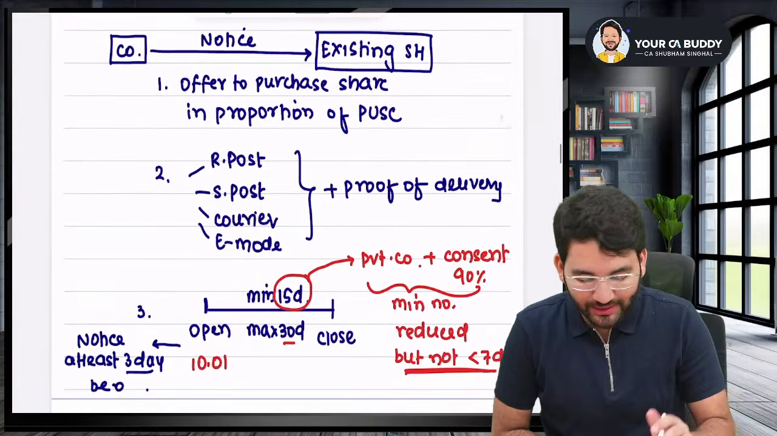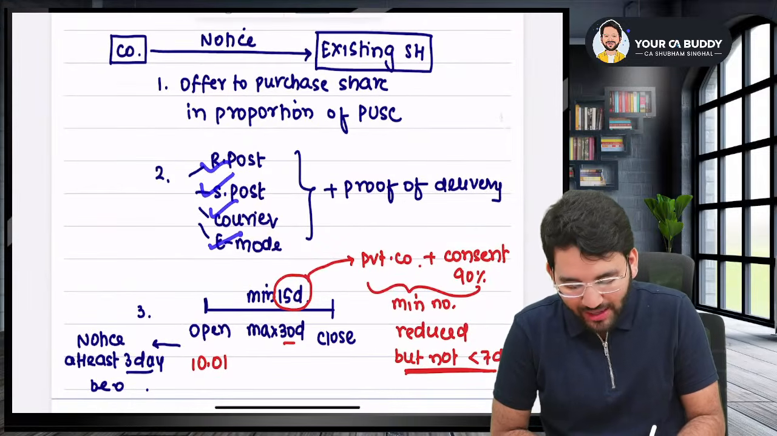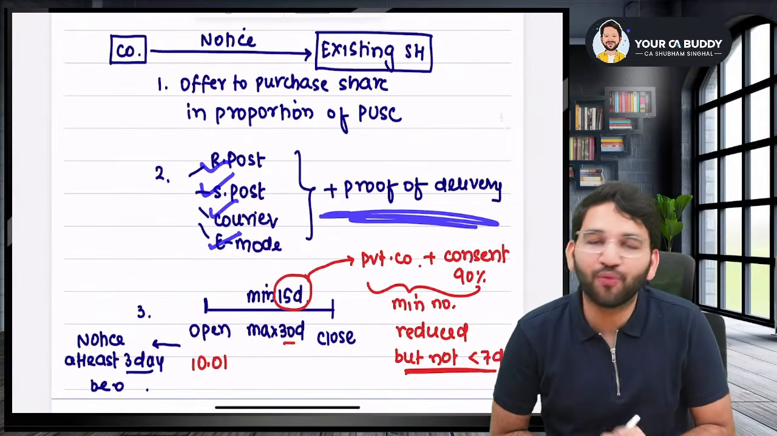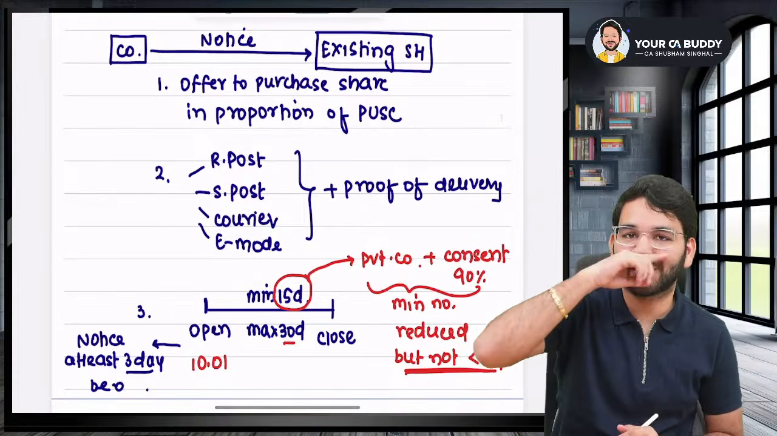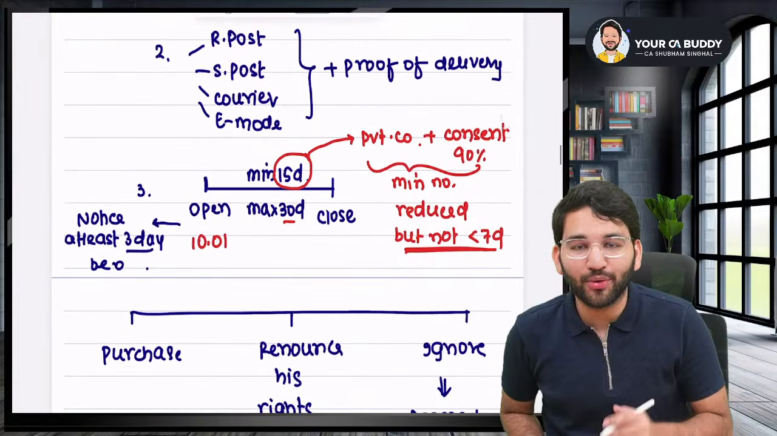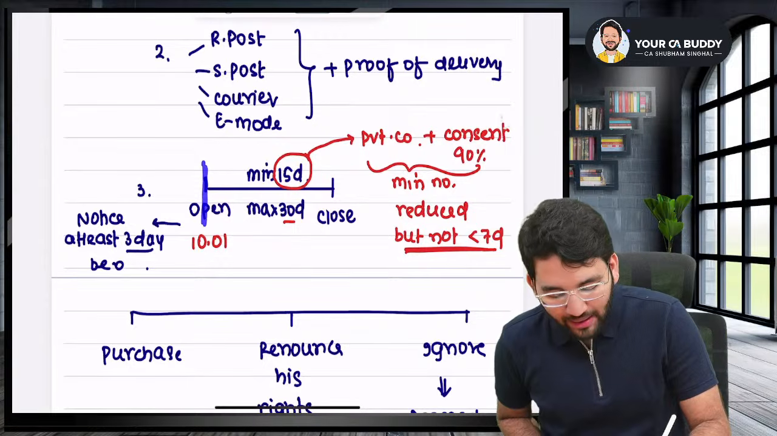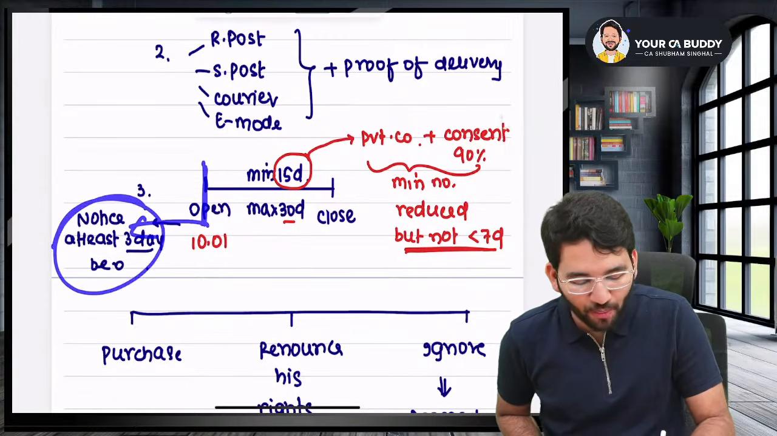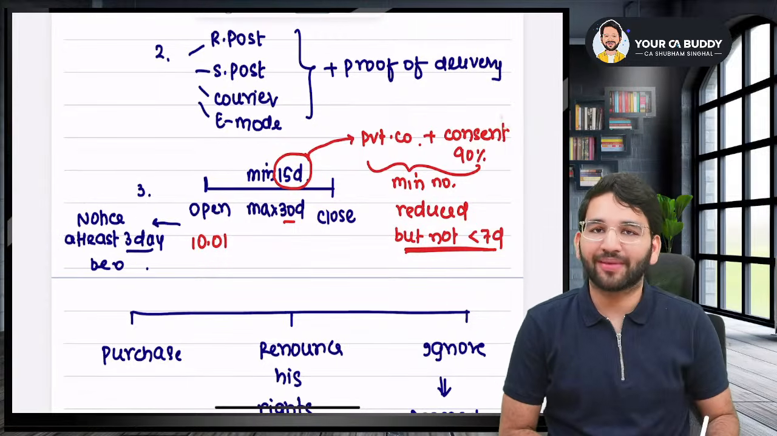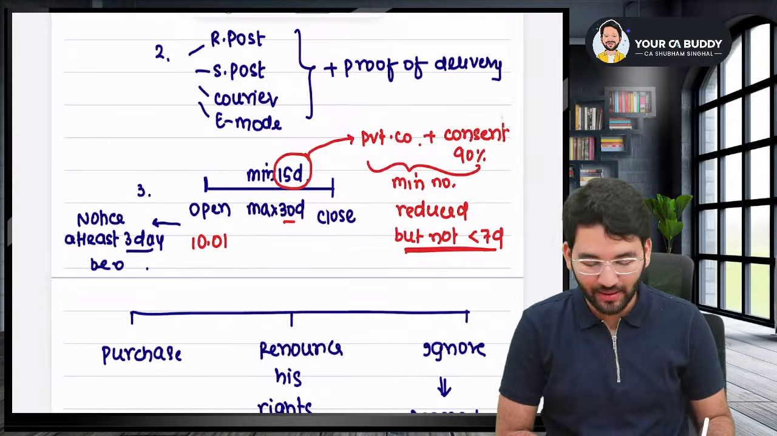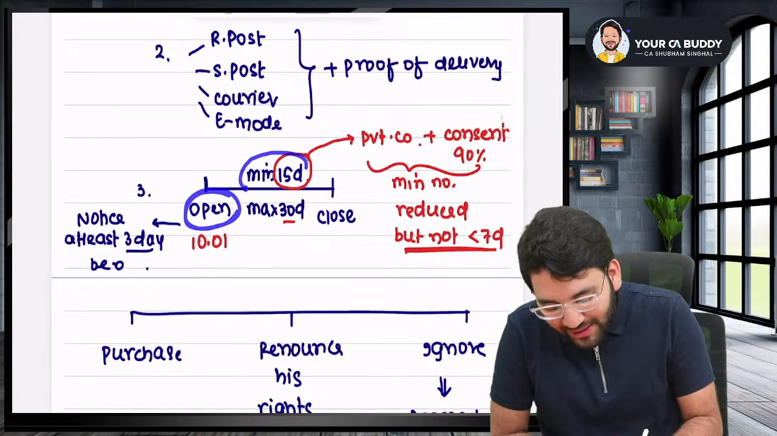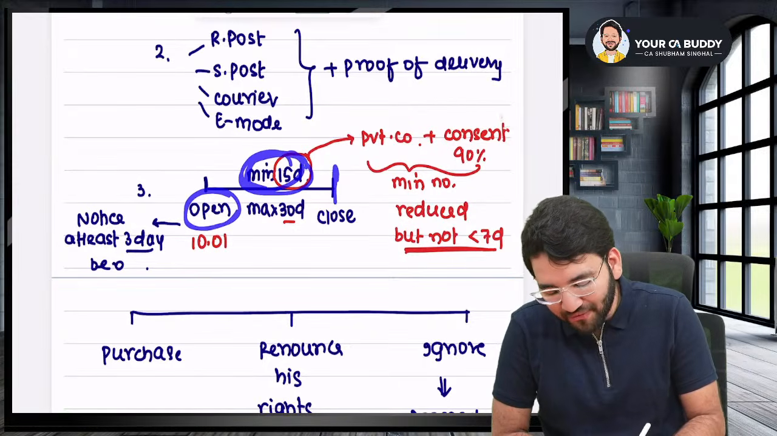How will you send this notice, sir? By registered post, speed post, courier, or any other electronic mode. And you should have proof of delivery that we have actually sent you the notice. Sir, how much time will you give? Your offer will open, and at least 3 days before the opening of the offer, you will have to inform them. At least 3 days before opening of the offer.